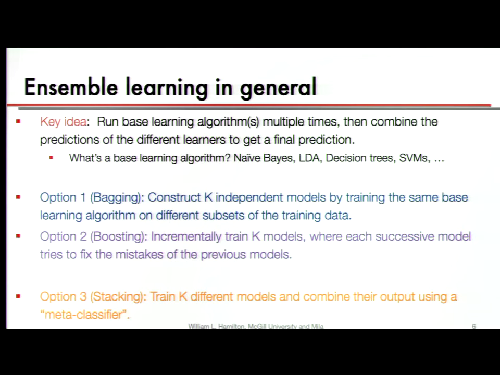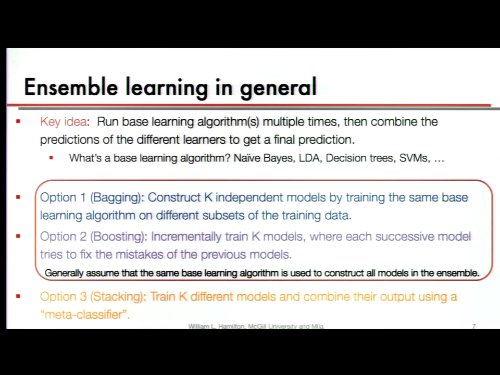In boosting, the idea is that we're going to incrementally train K different models, where when we train, say, the Jth model, this model is going to be trying to correct the mistakes that were made by the previous models. So instead of just independently training models, we train one model, it does some things right and some things wrong, and then the next model we train is going to try to focus in on where our first model was making mistakes.